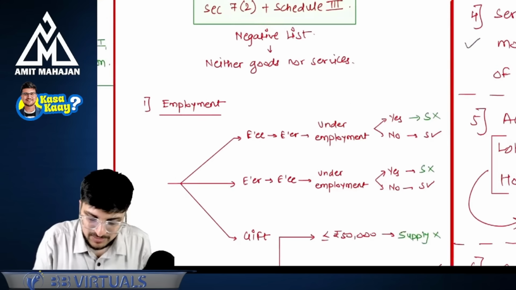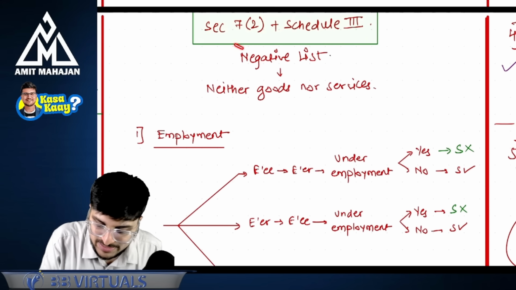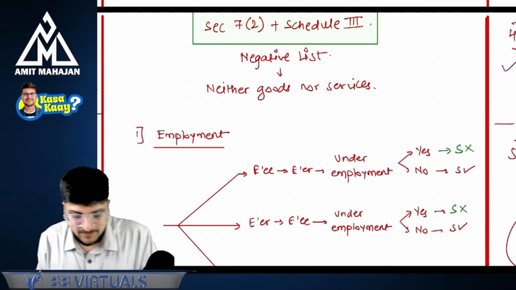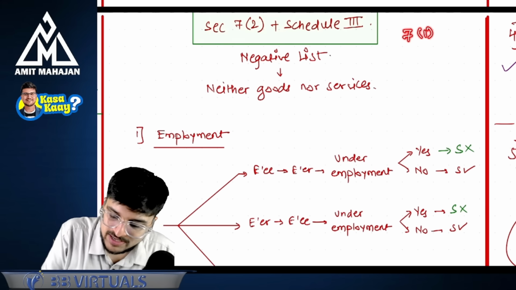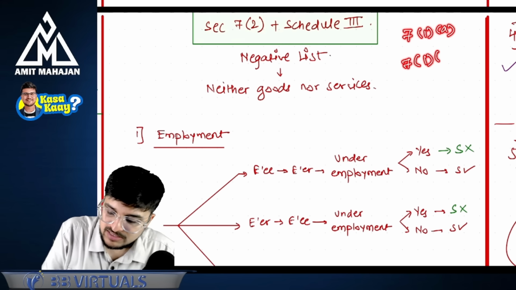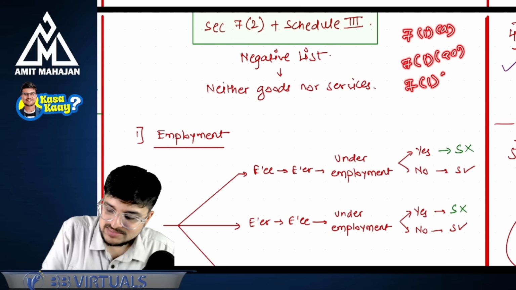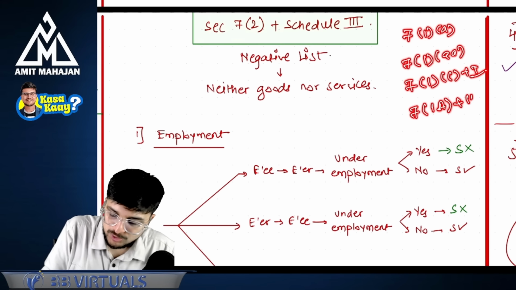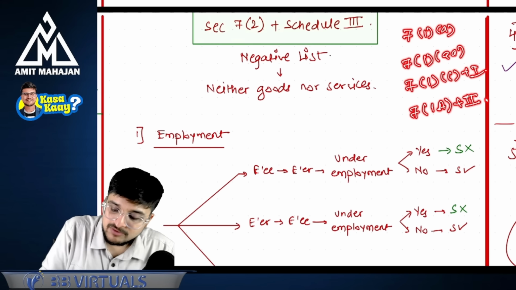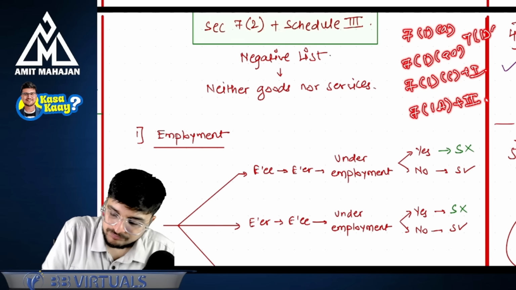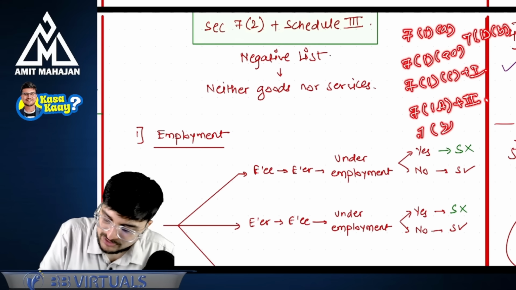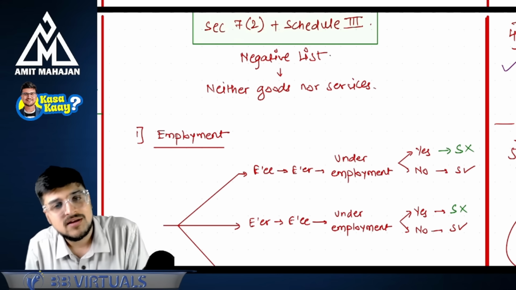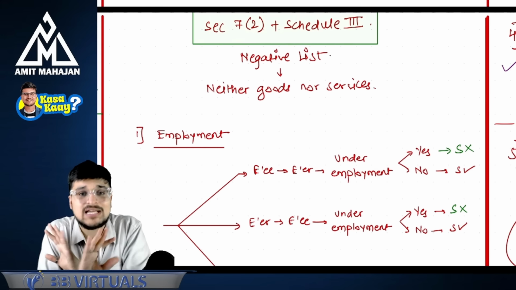Now let's move ahead with the next part, that is 7.2 read with schedule 3, which is a negative list. Till now we have done 7.1a, 7.1AA, 7.1c read with schedule 1, 7(1)(a) read with schedule 2, and 7.1b also. Now we are looking at 7.2 read with schedule 3, which is the negative list, which means these are neither goods nor services. On this, GST cannot be applicable.